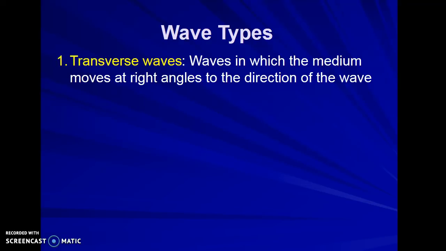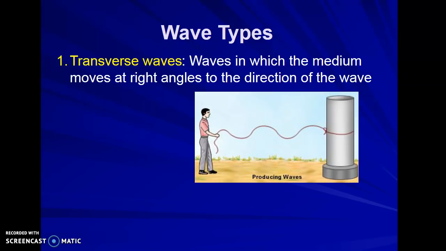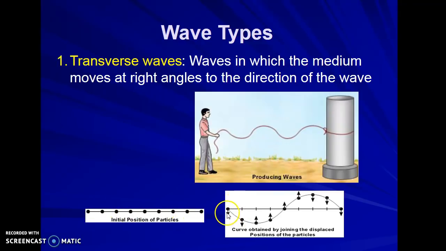Transverse waves are waves in which the medium or material they travel through is going to move at right angles to the direction of your wave. These are your typical waves. If I asked you to draw a wave, this is probably what you would draw, that kind of squiggly line up-down motion. What happens is initially our particles are just sitting there flat. And when the wave passes through, those particles move up and down or side to side as the wave moves through in a different direction. So they're moving at right angles.